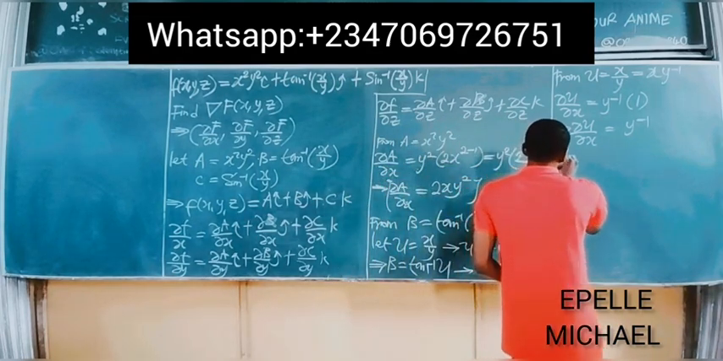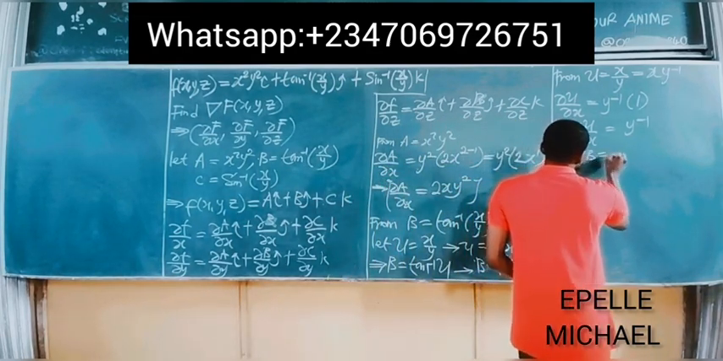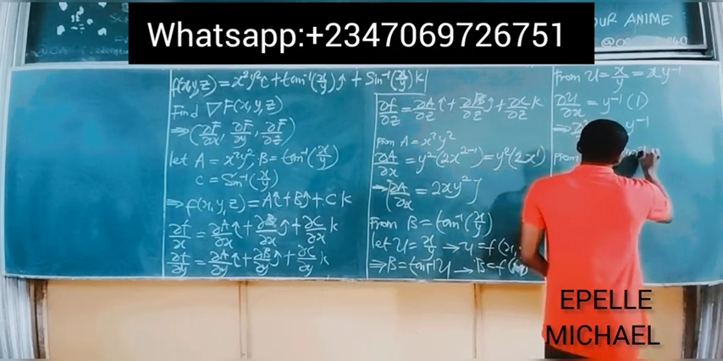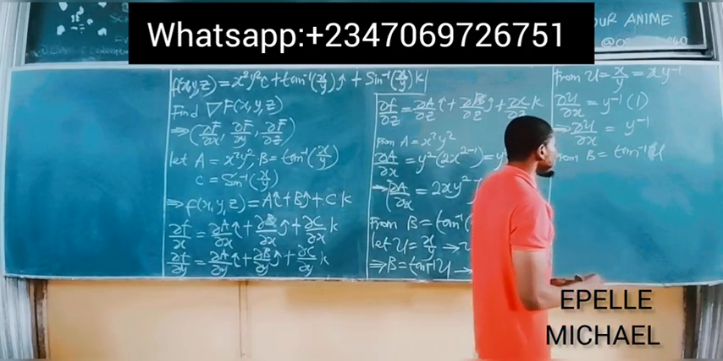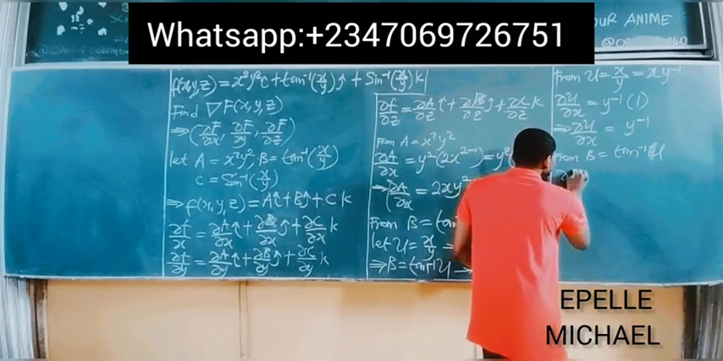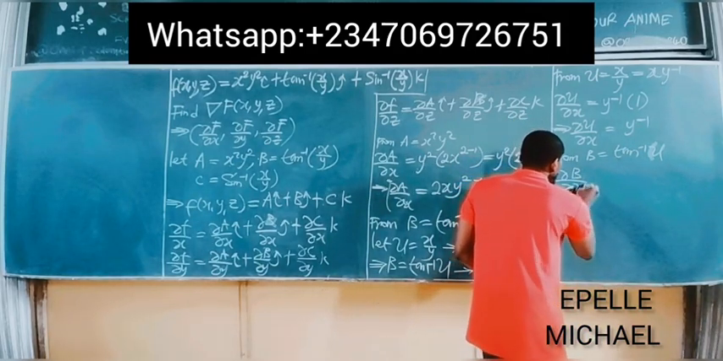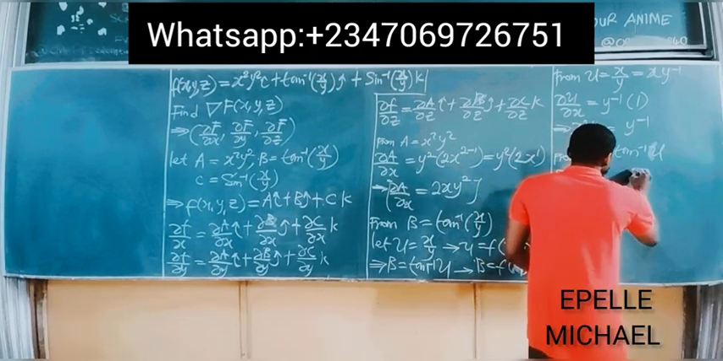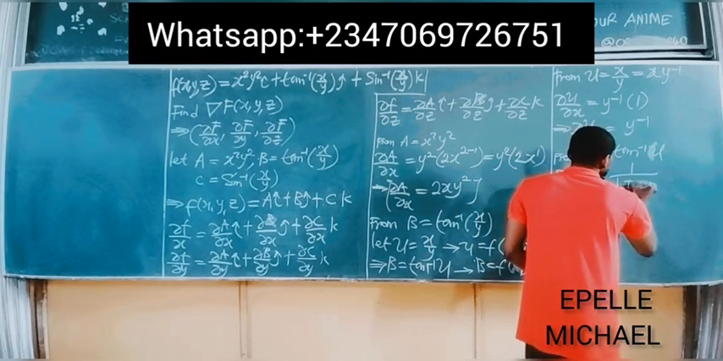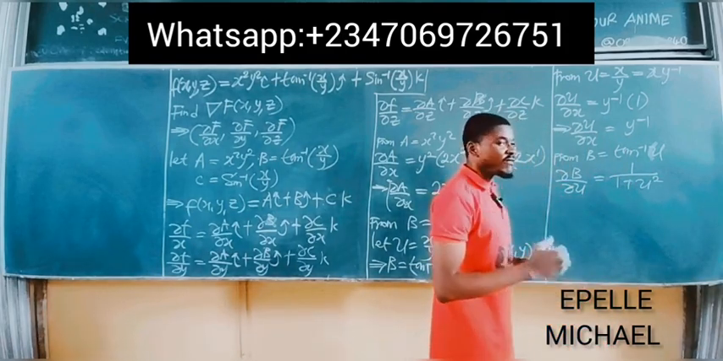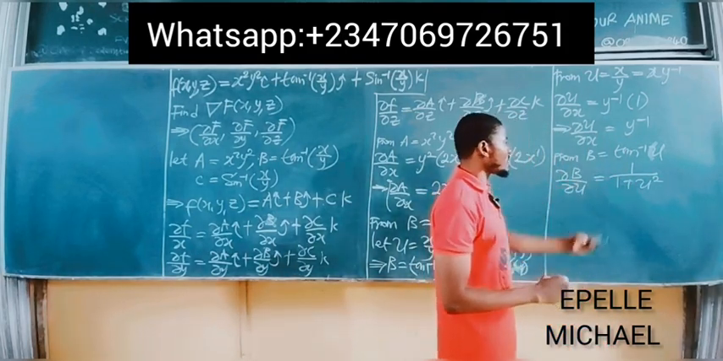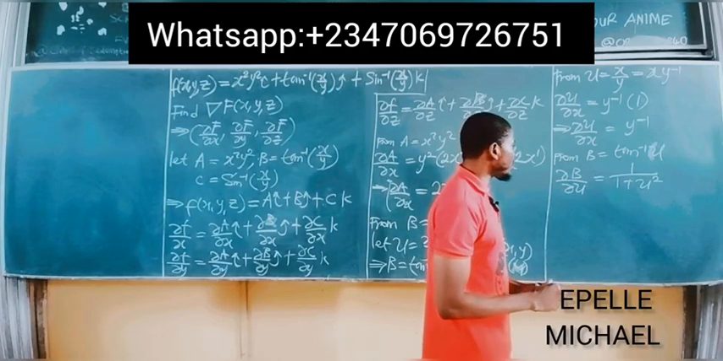From b equals tan inverse of u, the partial derivative of b with respect to u will simply give us 1 all over 1 plus u squared. That is the rule. The derivative of the inverse tan function is simply 1 all over 1 plus u squared. So you simply have this.